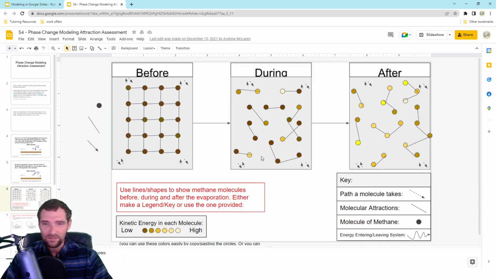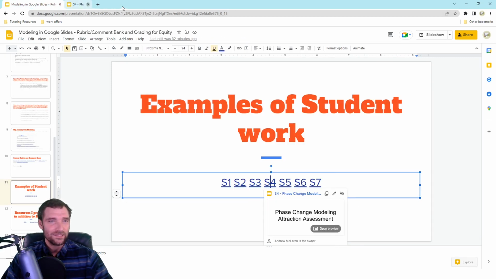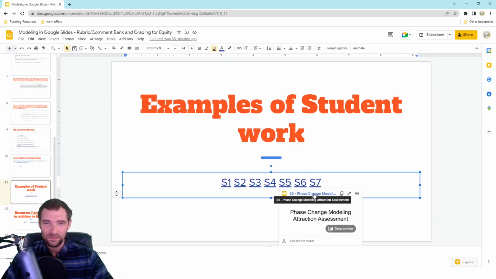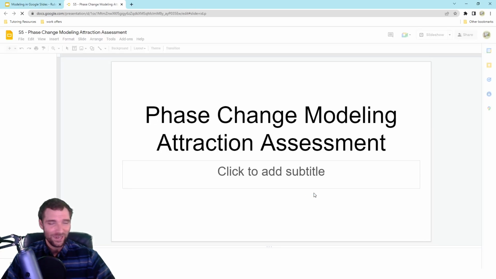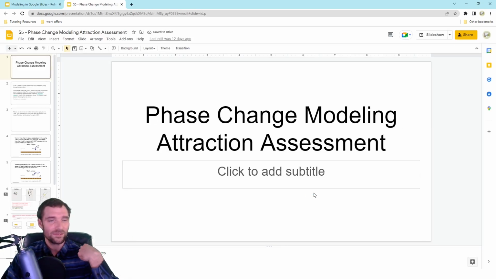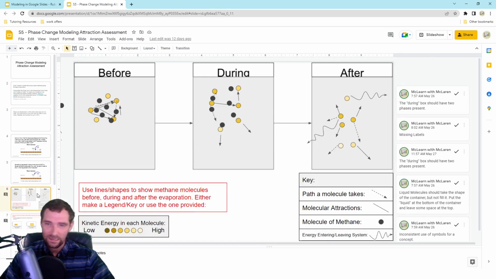You can also see that they've got molecular attractions being shown, but then I'm not sure what's going on with the motion here, because this looks like things are vibrating, but it shouldn't be vibrating if it's in a gas. So there's a number of things where it's like, this is pretty good. You did this correct, but not that. And so I was able to give consistent comments that were clear and led to a lot of improvements in their model.